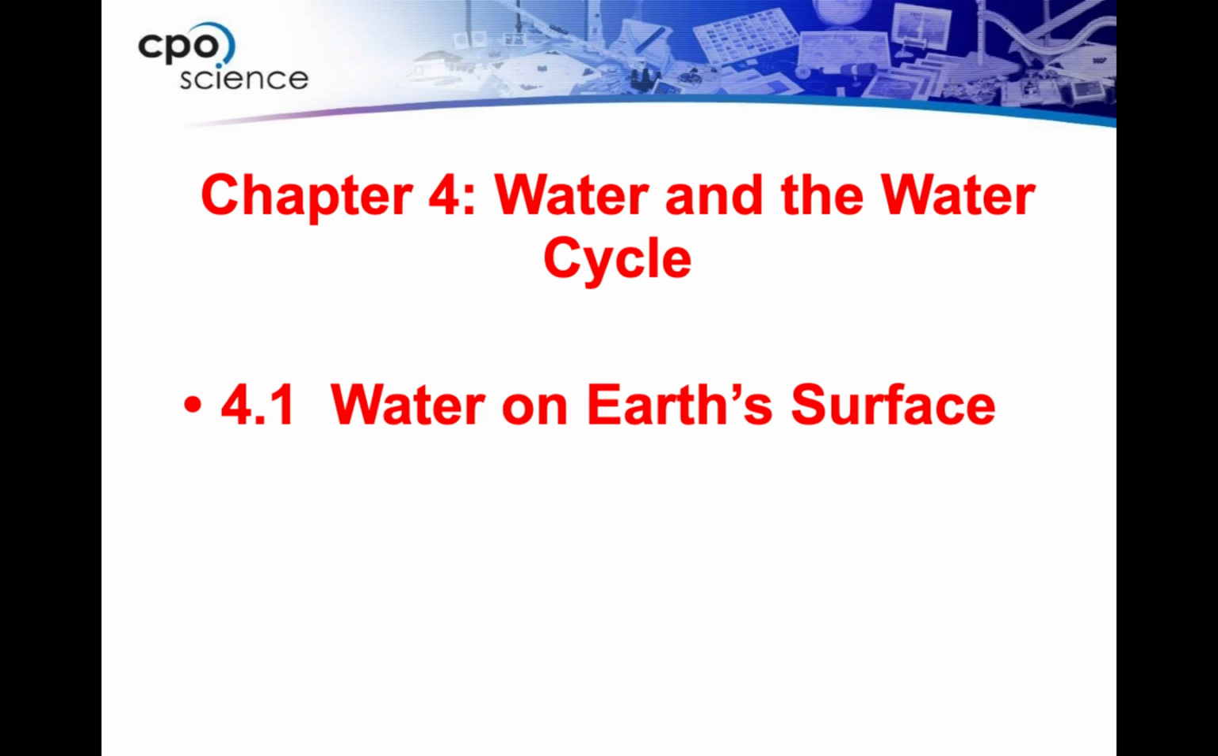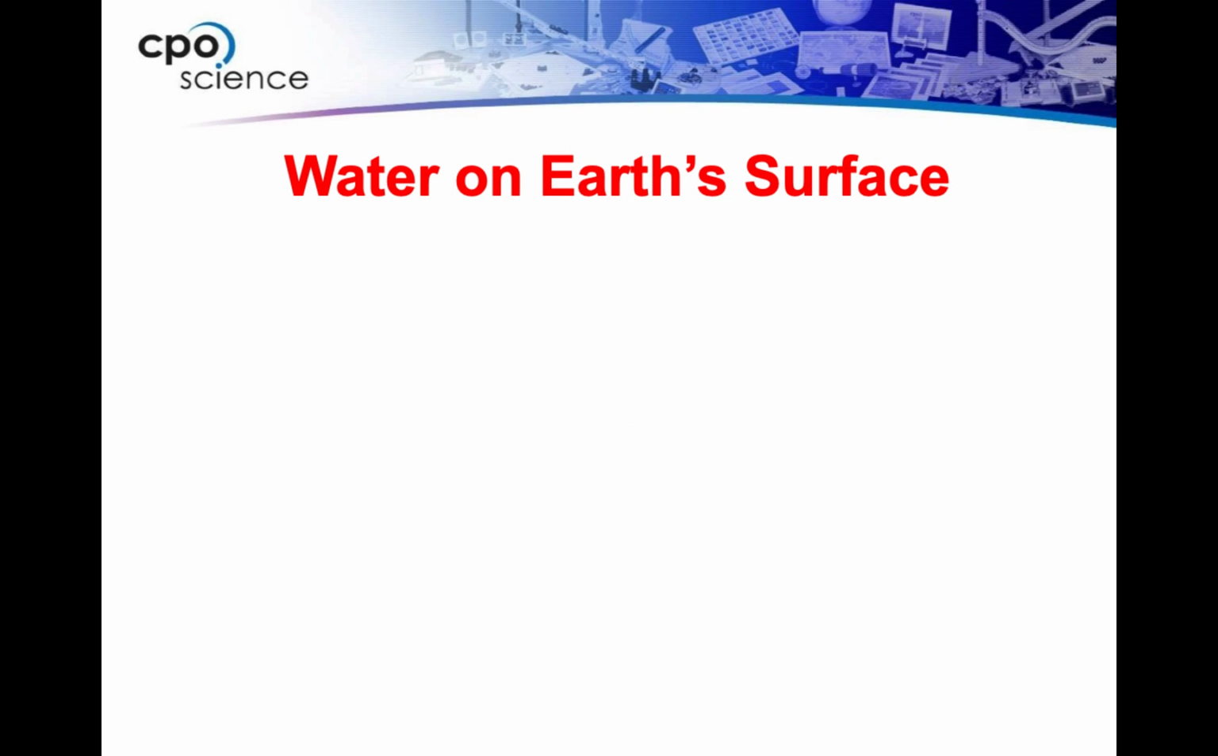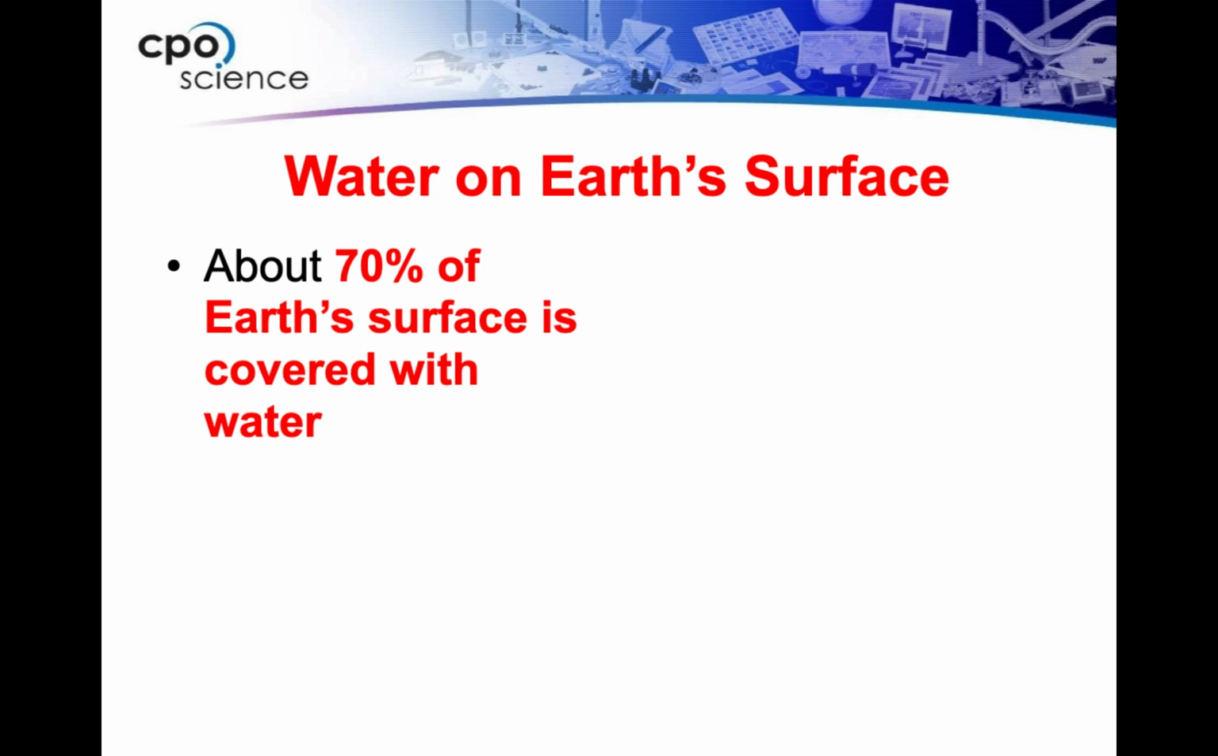So chapter 4 is all about water and the water cycle. And what we talk about first in the first section is essentially water on Earth's surface. So how water on Earth's surface is found, where it's found, and in what quantities those are found also. So 4.1, water on Earth's surface.